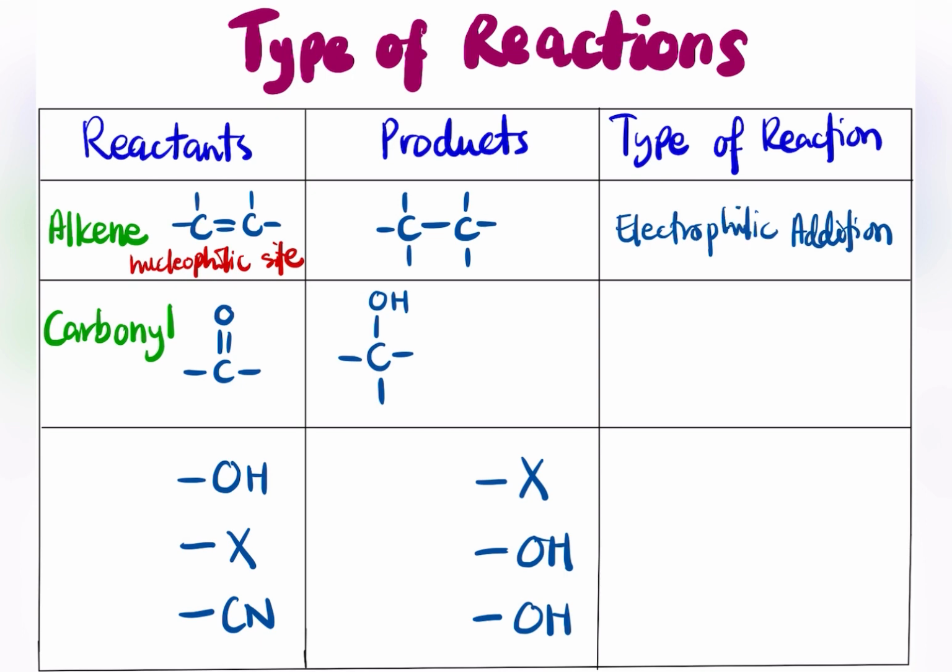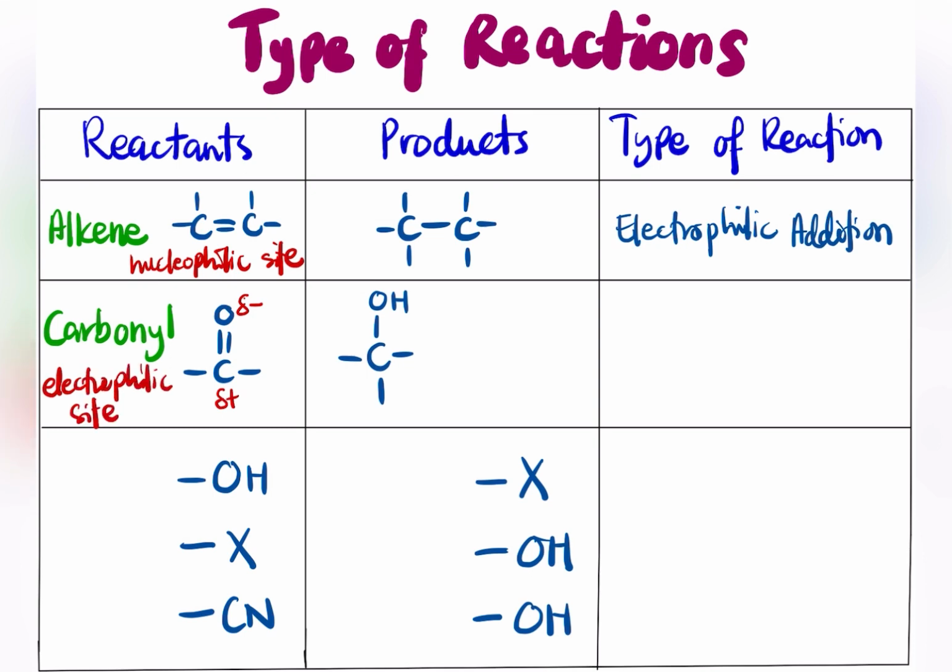Now let's continue with carbonyl. For carbonyl, we know there is a C double bond O structure in its compound. And you know from here, carbon is more electropositive than oxygen, so oxygen has a partial negative charge. Due to the partial positive charge at the carbon atom, carbonyl is considered the electrophilic side.